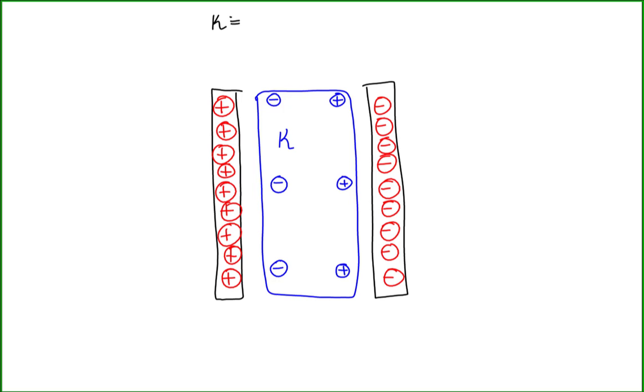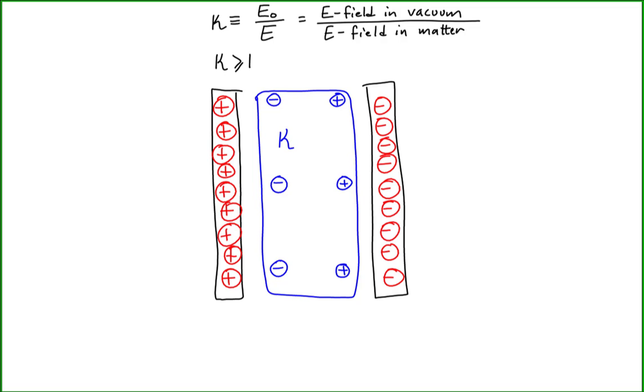The measure of the ability of a dielectric to reduce the electric field in the region of space it fills is given by the dielectric constant Kappa. Kappa is defined as the ratio of the magnitude of the electric field in vacuum to the magnitude of the electric field inside the dielectric material. Now, the electric field in a vacuum always possesses a greater magnitude than the electric field in a dielectric. Therefore, Kappa is always greater than 1 in a dielectric.